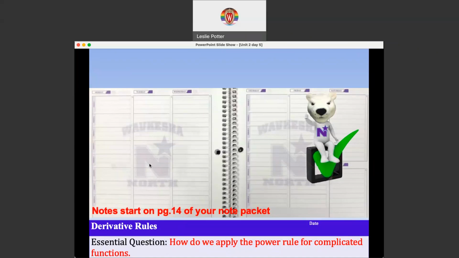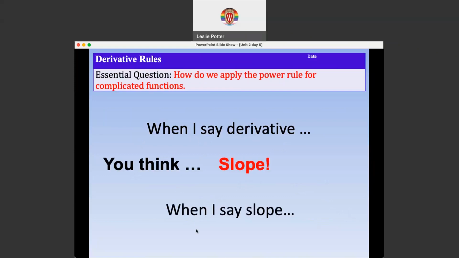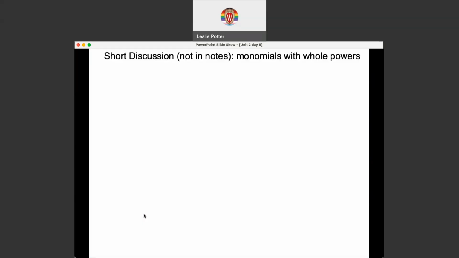as much as possible. I've started every note session for the last couple of days with this, and we're going to keep going with it. When I say derivative, you think slope. When I say slope, you think derivative. We're talking about the slope of a tangent line. That is our derivative. We got to more complicated functions, complicated polynomials, where the slope of that tangent line is different depending upon the location. That's where we started seeing that pattern in the power and what happens.